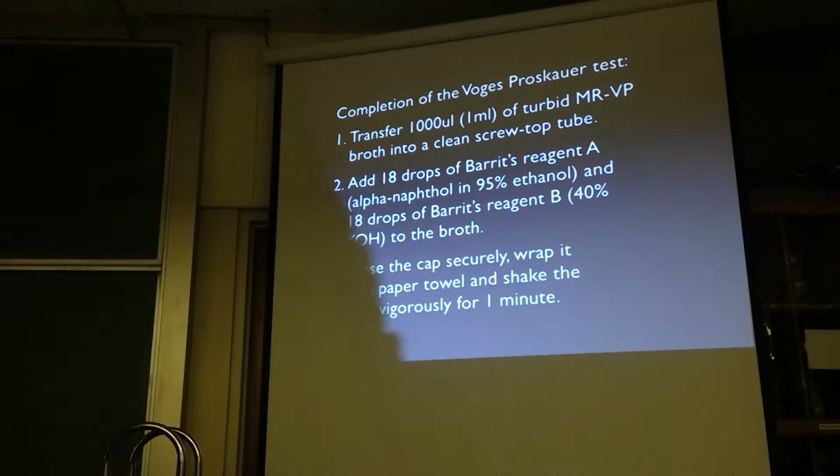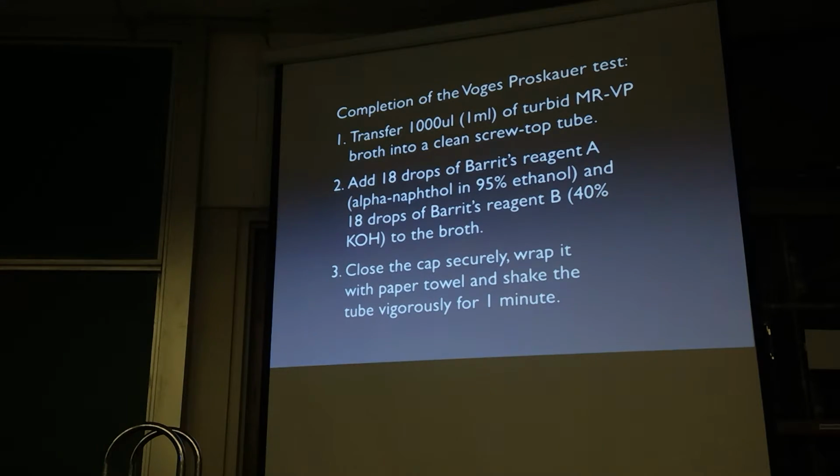Okay, so you're going to measure 1,000 microliters, make sure the pipette is set at 1,000, and then use it properly. You're going to transfer your liquid into a screw top tube. It says these screw top tubes are supposed to be clean. The screw top tubes we have look kind of scruffy on the inside, and it's because we keep putting potassium hydroxide in them. Never mind, it doesn't matter. After you put your culture into the screw top tube, you're going to add 18 drops of Barrett's reagent A and 18 drops of Barrett's reagent B.